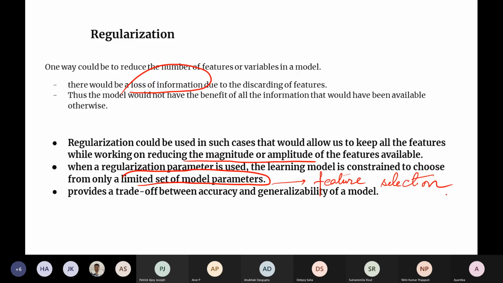Sometimes we are reducing the magnitude of the features, when we don't want to lose any features. And if we are willing to lose some, we can remove some of the features to avoid overfitting. That term is called feature selection. We will see with examples.